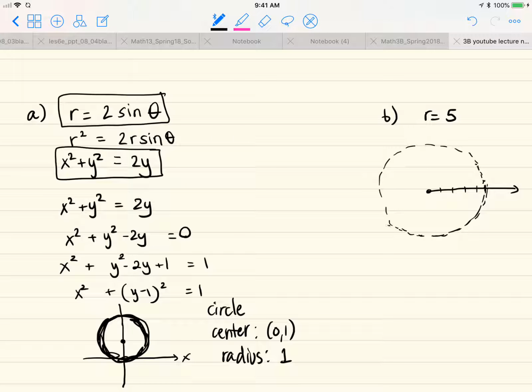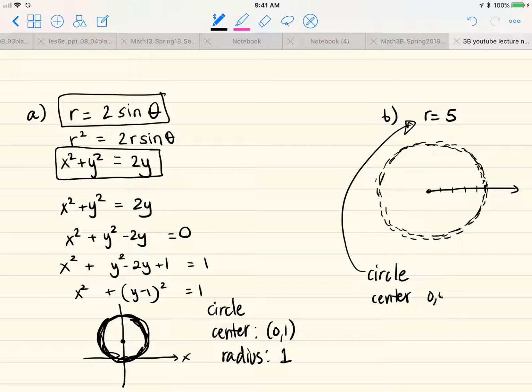And if r comma theta satisfies r equals 5, then that point r comma theta is on the circle. So this is just going to be the circle with a center of the origin and a radius of 5. Okay, so what would we get here? We would get x squared plus y squared equals 25 for our equation.